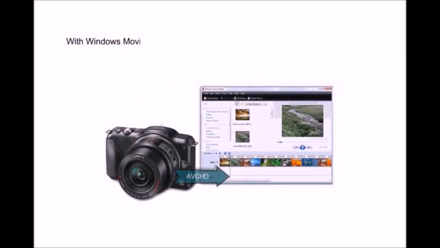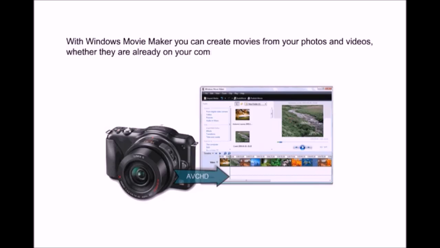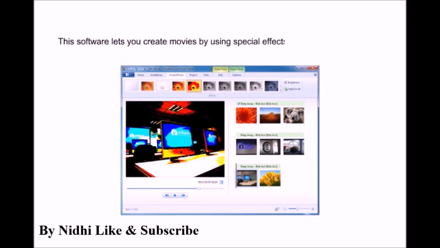With Windows Movie Maker, you can create movies from your photos and videos, whether they are already on your computer or still on your camera. This software lets you create movies by using special effects, transitions and themes to make your movie stand out. You can make movies on various occasions like birthday parties and family gatherings by using Movie Maker.